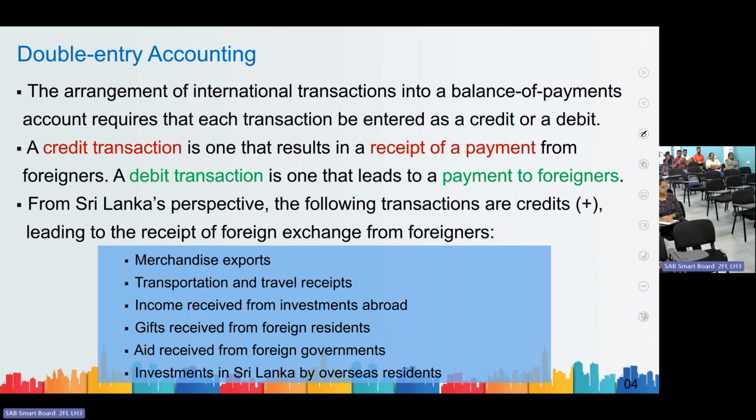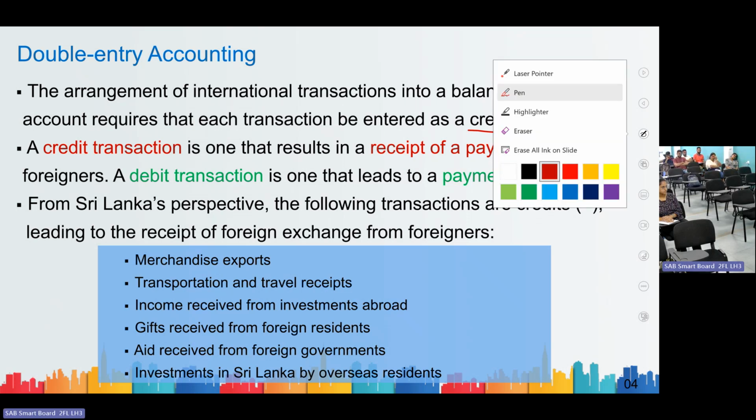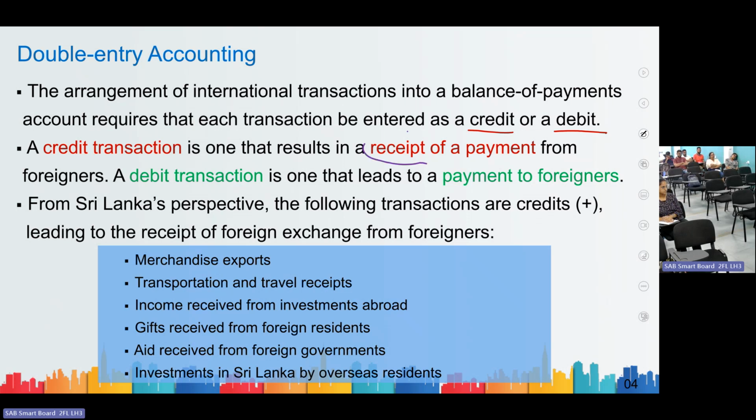So this is about a double entry accounting system. The arrangement of international transactions into a balance of payments account requires that each transaction is entered as a credit entry and a debit entry. So each transaction should have a credit entry and a debit entry. A credit transaction is one that results in a receipt of a payment. When the country receives a foreign exchange inflow, then it is credited. We report foreign exchange inflows as a credit entry.